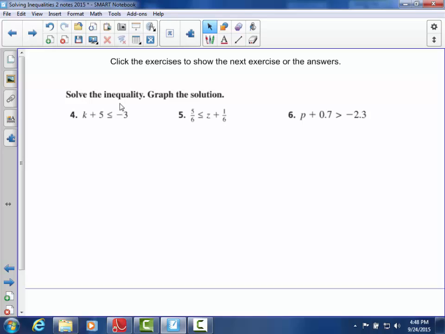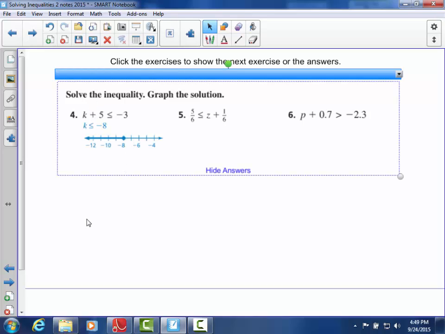Okay, so back to work. We would have subtracted 5 from both sides and found that k is less than or equal to negative 8, and your graph should look something like that. For number 5, you would have subtracted 1/6 from both sides and found that z is greater than or equal to 2/3. And then finally, you would subtract 0.7 from both sides and find out that p is greater than negative 3, and your graph would look like this.